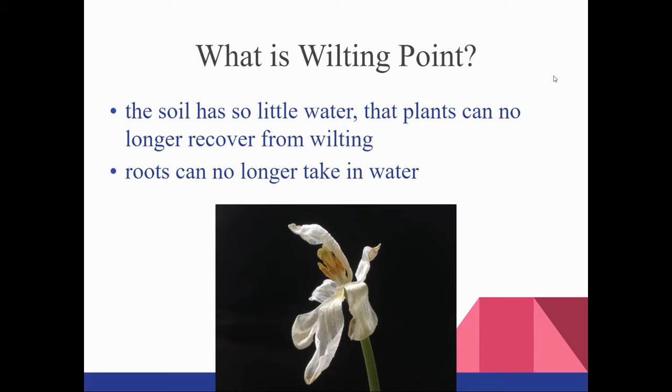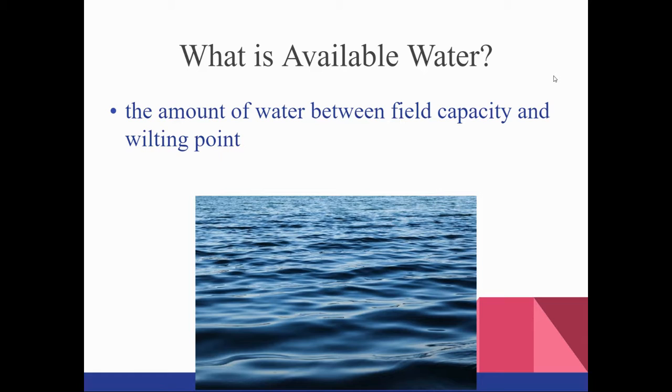Wilting point: the soil has so little water that plants can no longer recover from wilting. Roots are no longer taking in water. Wilting is a universal sign of a lack of water available for plants to do the processes that they need to do to survive. So what is available water? This is the amount of water between field capacity and the wilting point. This is the ideal zone that we want to be in as far as growing plants is concerned.